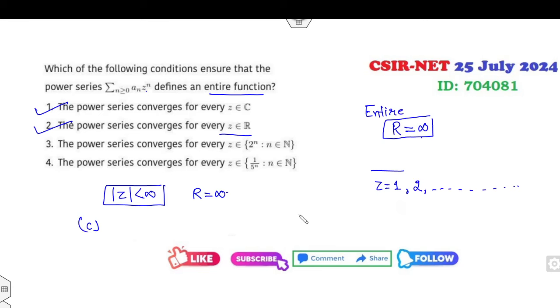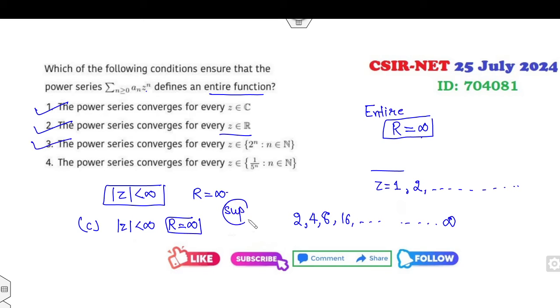Look at option C. It is convergent for every z equal to 2, 4, 8, 16 and so on. What is the largest number of the form 2 raised to power n? Again it's infinity. Yes, it is convergent for all. That means r is infinity. Fine, because your target is to find the supremum, and the supremum is infinity.